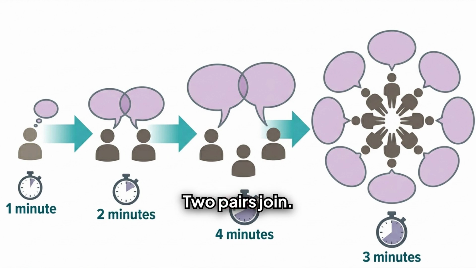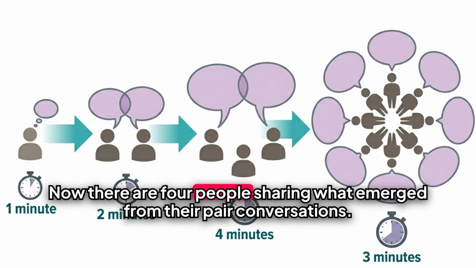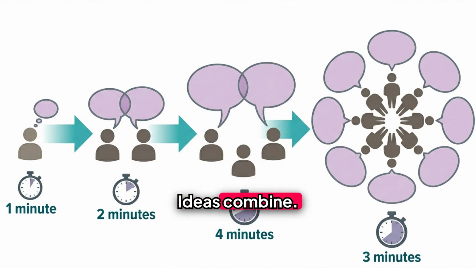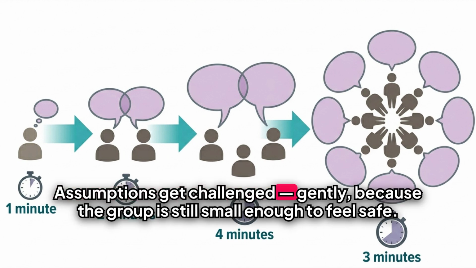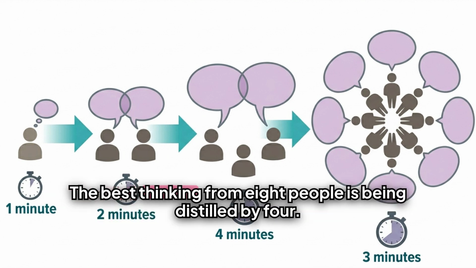Stage 3, 4 minutes, 4s. 2 pairs join. Now there are 4 people sharing what emerged from their pair conversations. Ideas combine. Assumptions get challenged, gently because the group is still small enough to feel safe. The best thinking from 8 people is being distilled by 4.